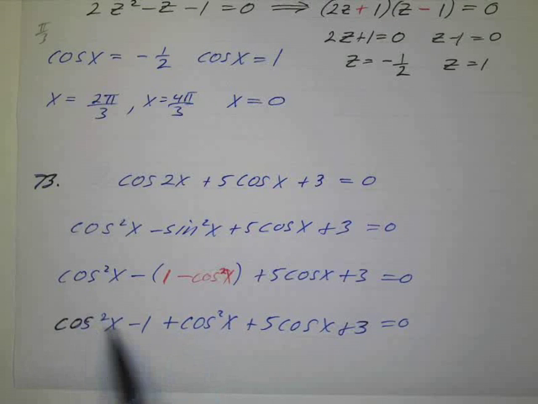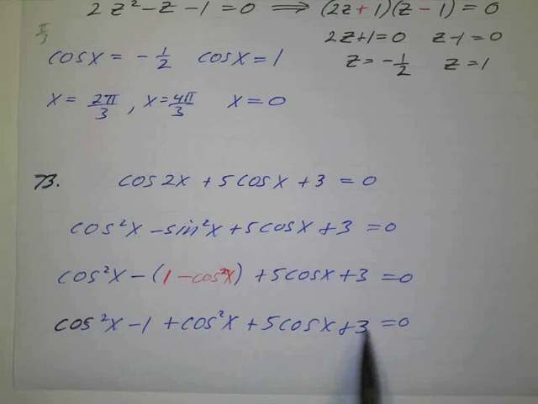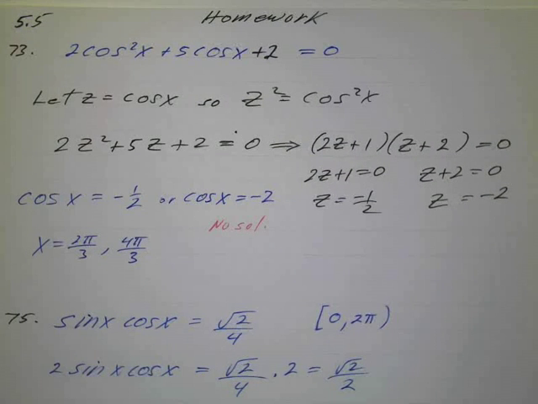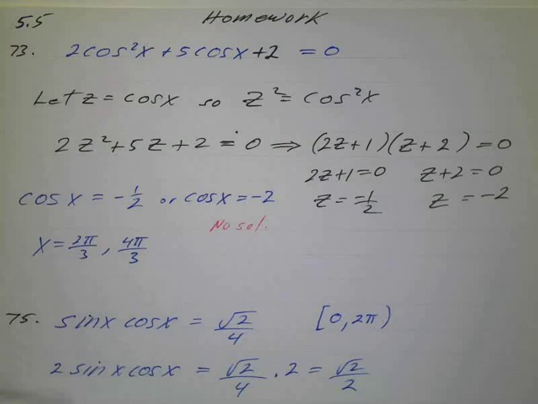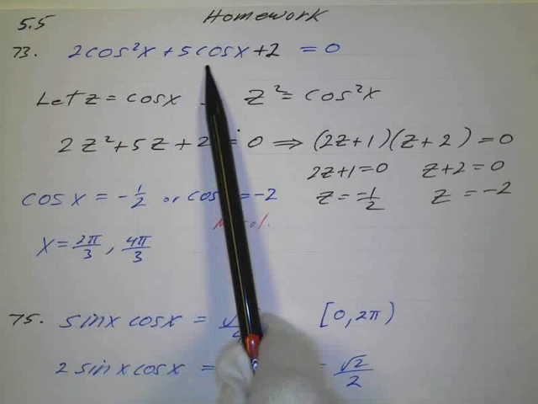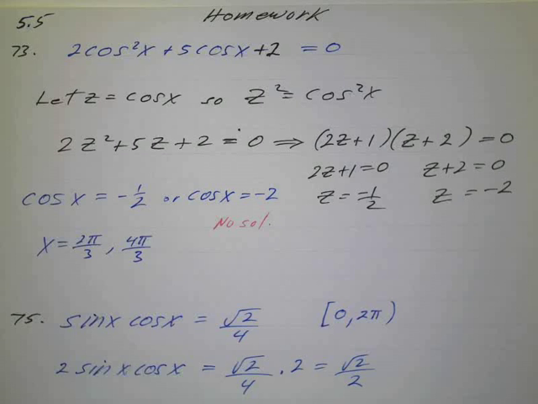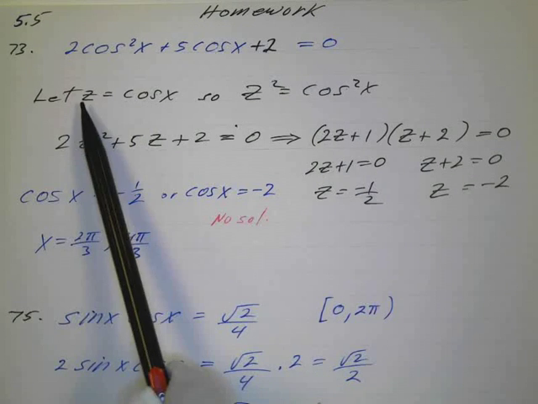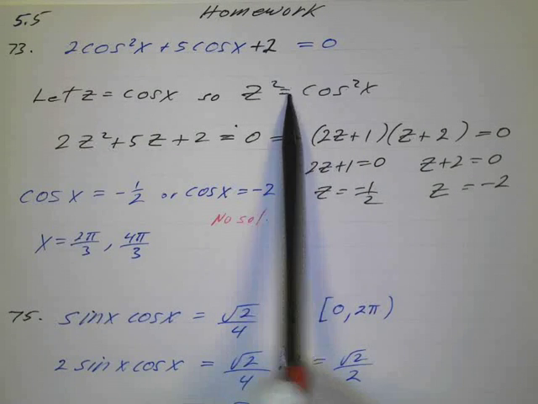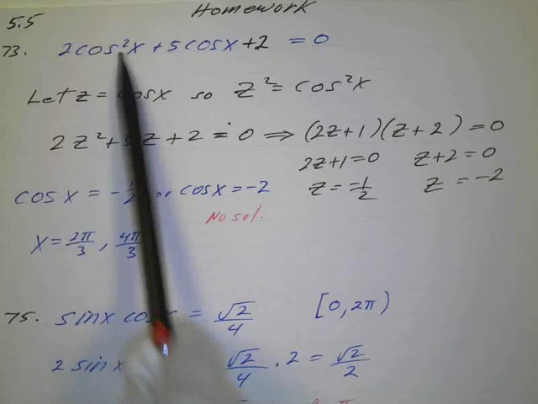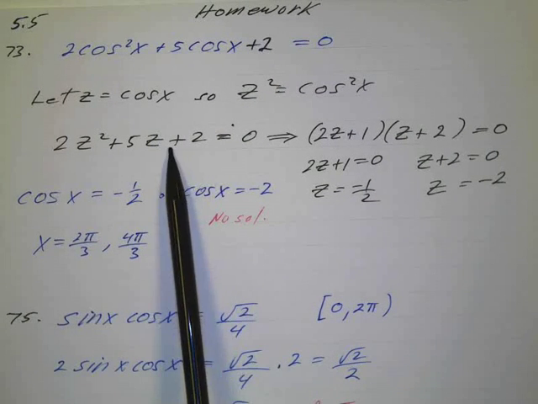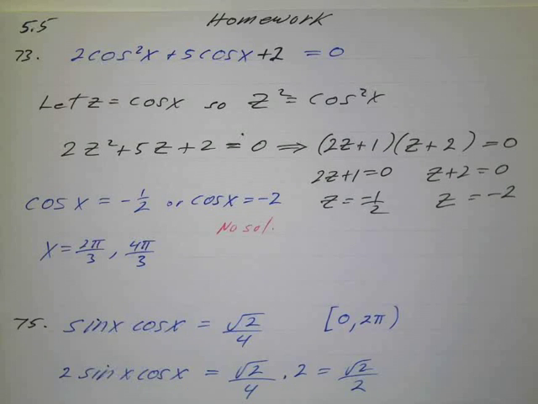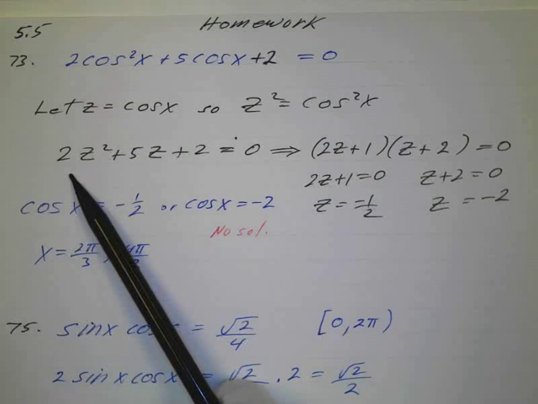Okay, then we can combine these. I've got 1 plus 1 is 2 of those, and 3 minus 1 is 2. So if I simplify that, this is what I get. So 2 cosine squared of x plus 5 cosine of x plus 2 looks like a trinomial to me. Well, an easy general trinomial. So I'll use z substitution again. So I'll call cosine z, and then cosine squared would be z squared. So this is going to end up being 2z squared plus 5z plus 2 equals 0. Then I'll factor it, and again it's easy to factor.